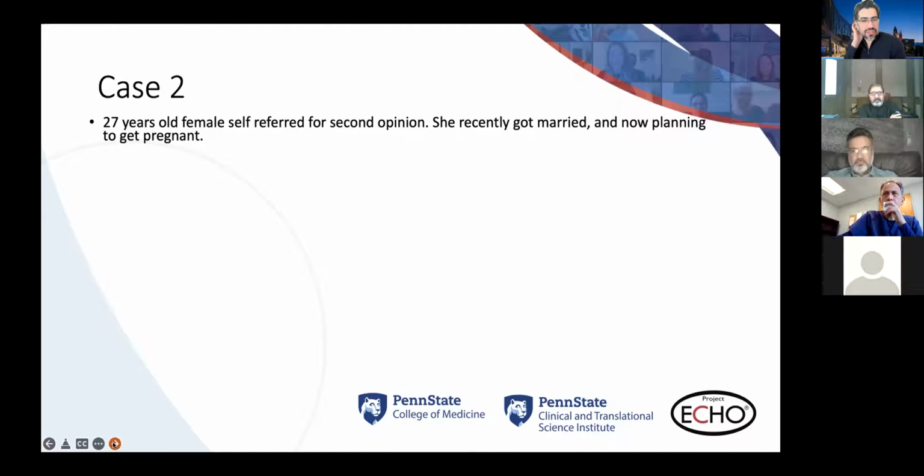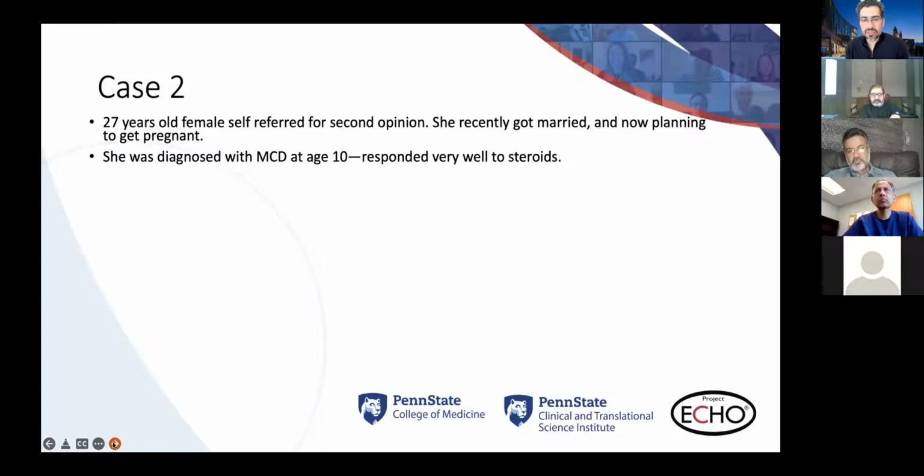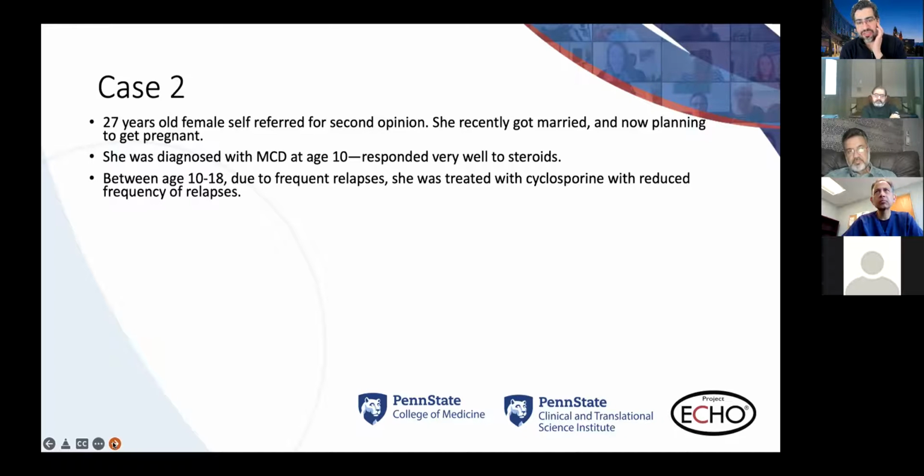So case 2, a 27-year-old female. She came to see me for a second opinion. She was already following up with a nephrologist. She recently got married and is now planning to get pregnant. Background is that at age 10, she was diagnosed with minimal change disease. She responded very well to steroids. For the entire duration, she was with pediatrics from 10 to 18.